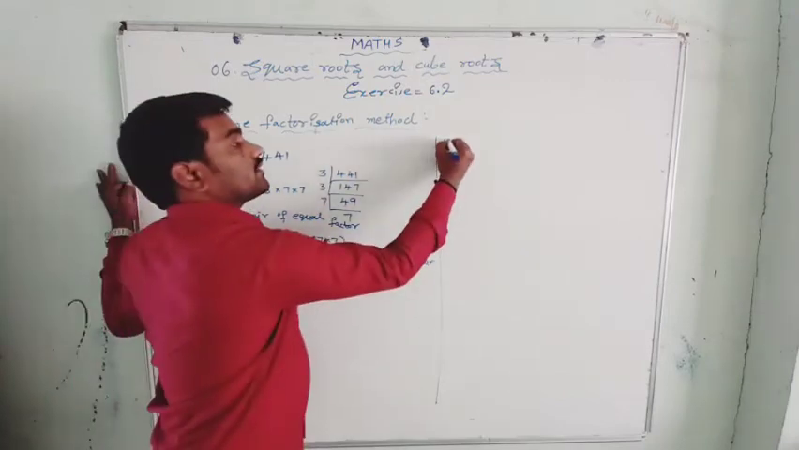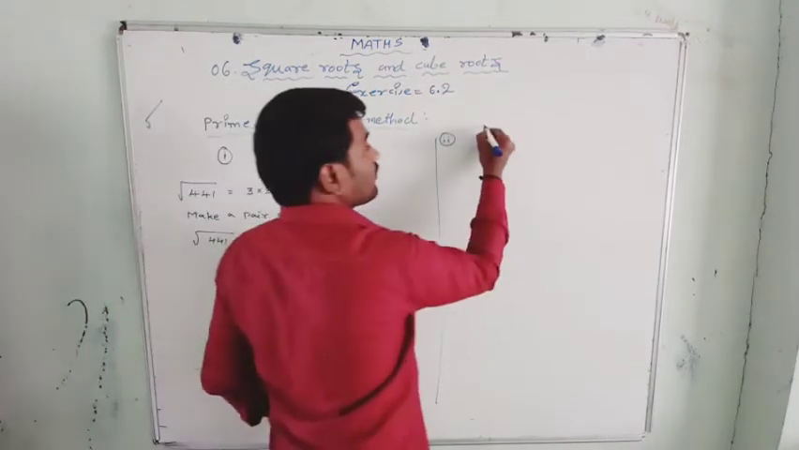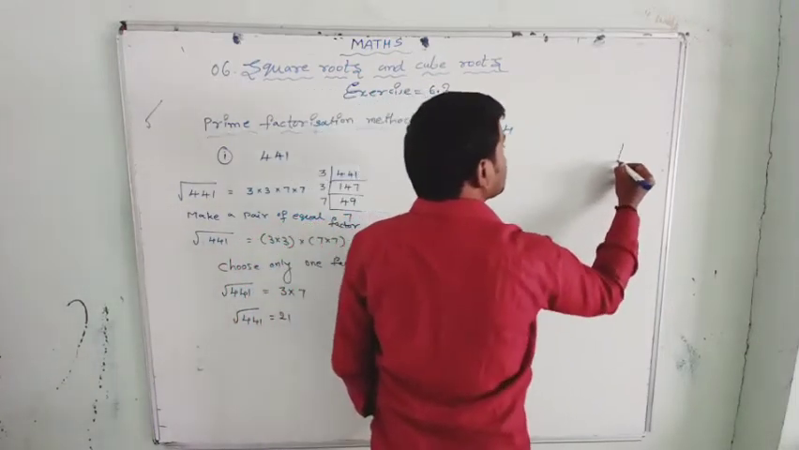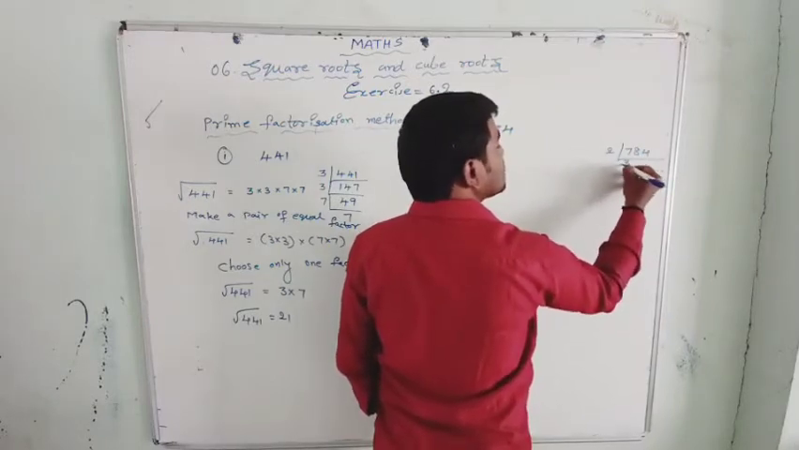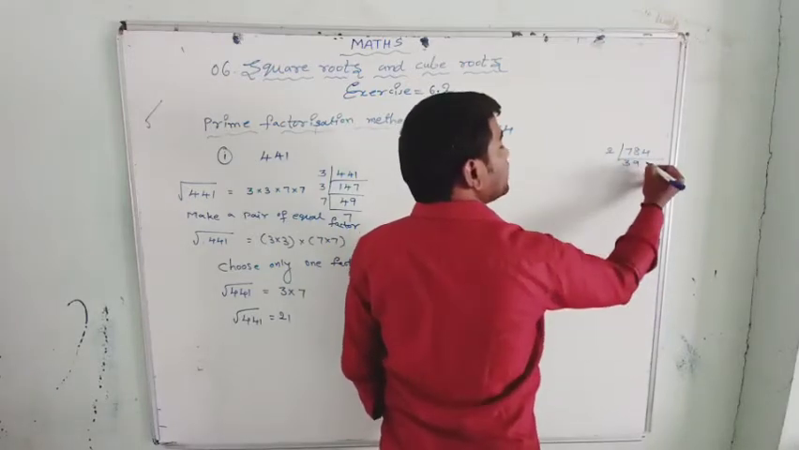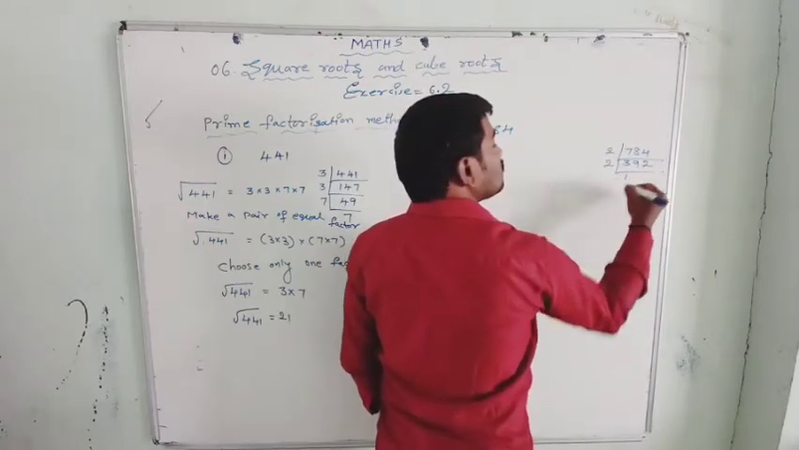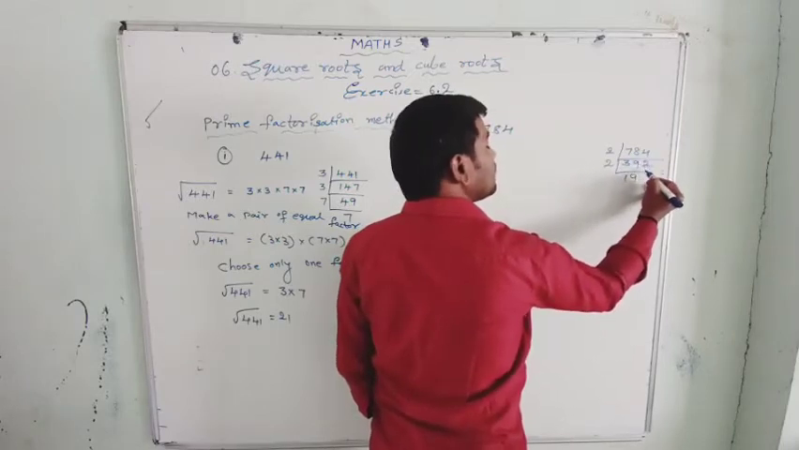So for the other problem, we will take the next problem. The second problem here is 784. Let us factorize this 784 in the 2 table. 2 threes are 6, 2 nines are 18. 2 twos are 4. Again 2 table. 2 ones are 2, here 1 left. 2 nines are 18. It becomes 1.